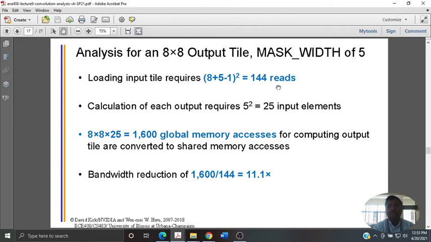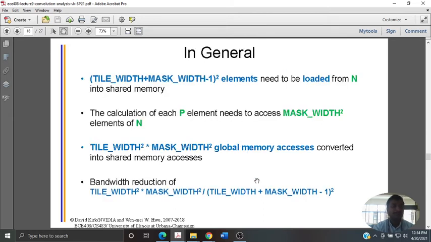Each output requires a minimum of 5 squared, that is 25 input elements, the mask number of elements. Overall, how many memory accesses? 1600 global memory accesses for computing the output tile are converted into shared memory accesses. The mask width times tile width divided by the total number of accesses, so 1600 by 144, somewhere you have enhanced it by 11 times. Not enhancement, rather the global memory accesses are reduced by 11 times.